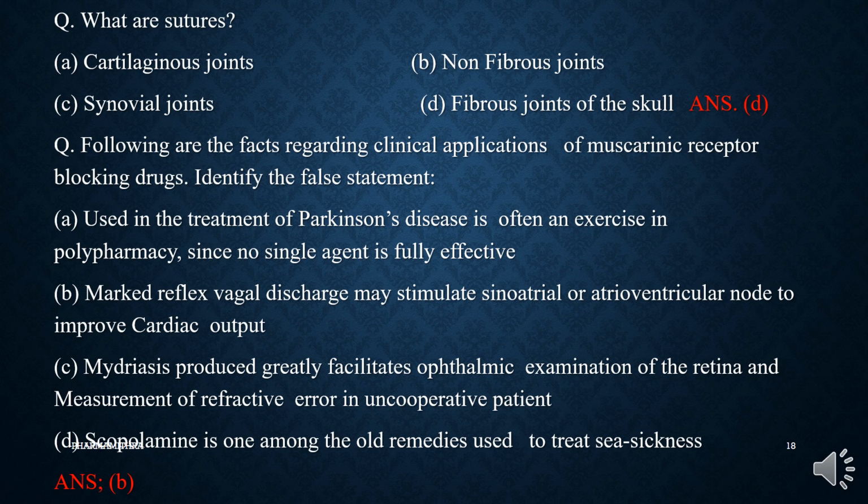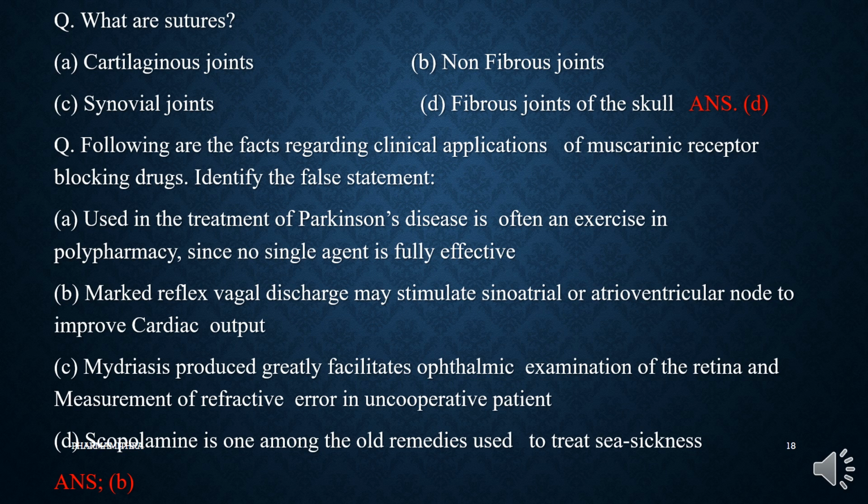Next question is an analyzing question. Following are the facts regarding clinical application of muscarinic receptor blocking. Identify the false statement. We are dealing with the application of muscarinic receptor blocking. Muscarinic receptor blockers are used in the case of Parkinson's disease. So it is a correct statement. Next, option C. Muscarinic receptor blocking may result in Meniere's relief, right? And also it is a remedy for treating seasickness, scopolamine, which is also right. So the false statement is option B.